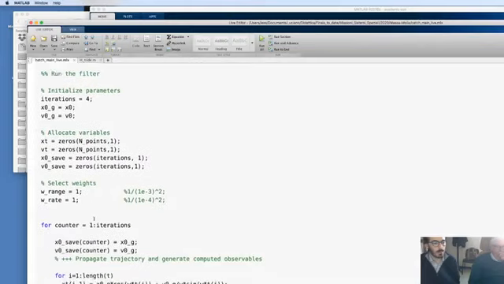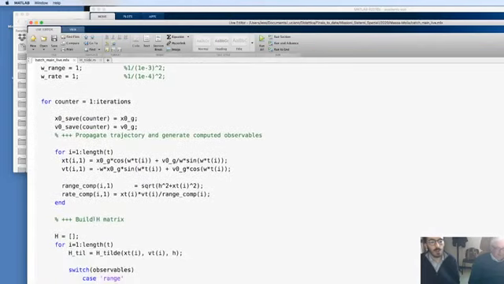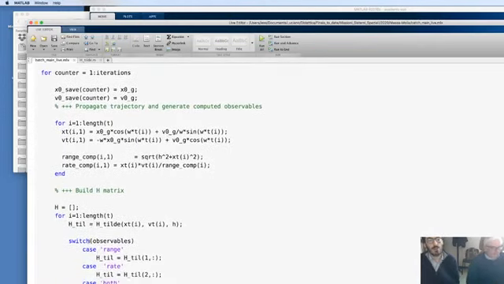For example, in this case, I have three cases possible. I wanted to switch on the variable observables based on the value that it assumes. If it is equal to range, you do this. If it is equal to rate, you do this one. If it is equal to both, you do this other statement. So it is just used to switch between cases. It is nothing related to orbit determination or estimation.